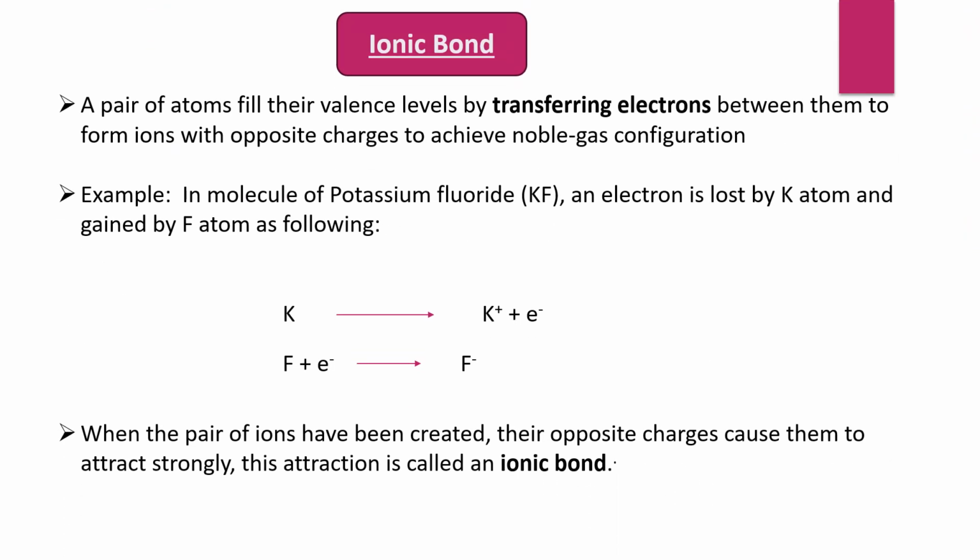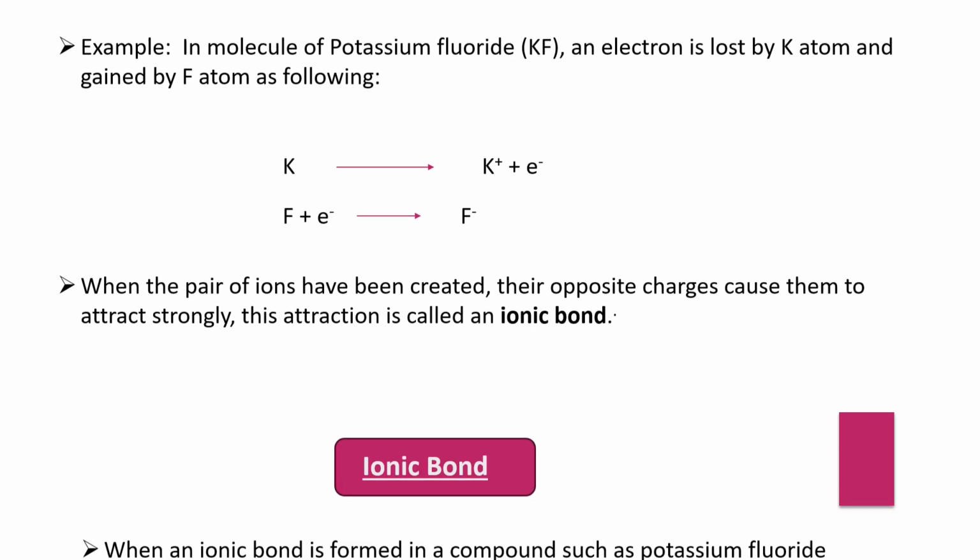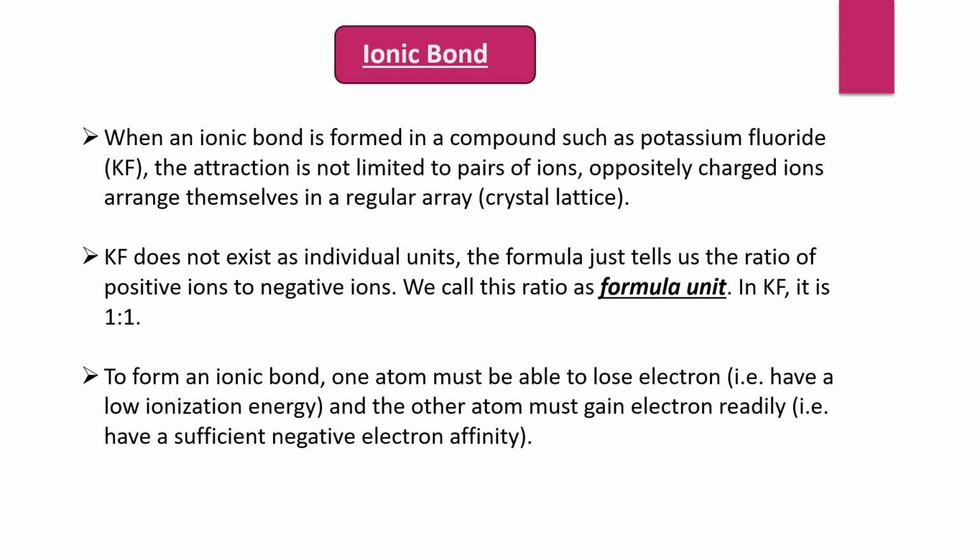Ionic bond. A pair of atoms fill their valence levels by transferring electrons between them to form ions with opposite charges to achieve noble gas configuration. In a molecule of potassium fluoride, KF, an electron is lost by the K atom and gained by the F atom as follows. When the pair of ions have been created, their opposite charges cause them to attract strongly, and this attraction is called an ionic bond. An ionic bond is formed in a compound such as potassium fluoride, KF.